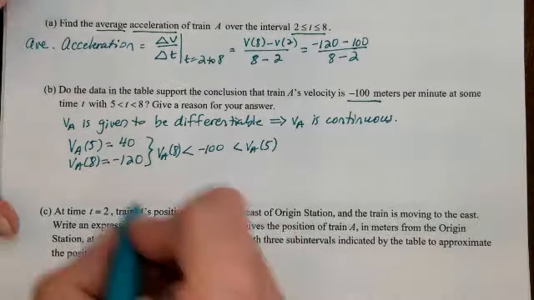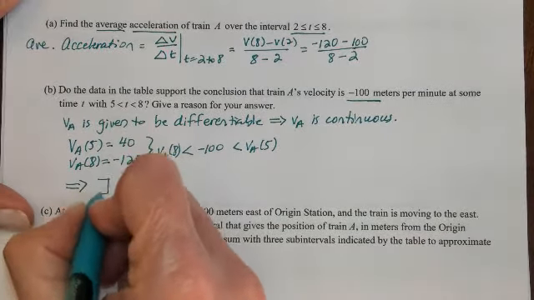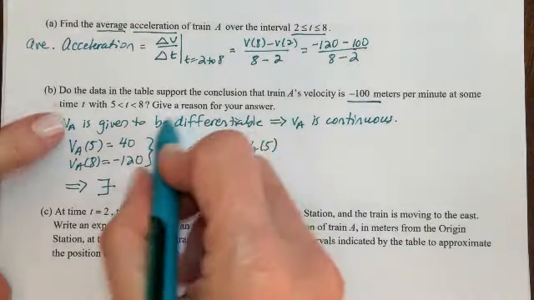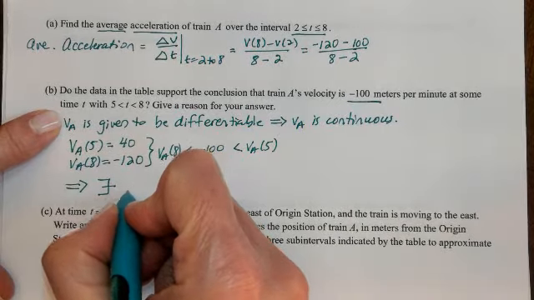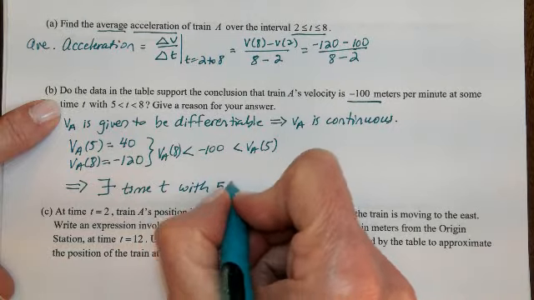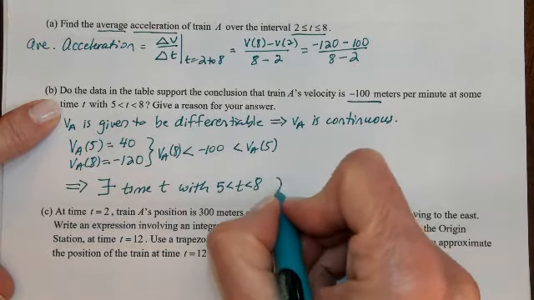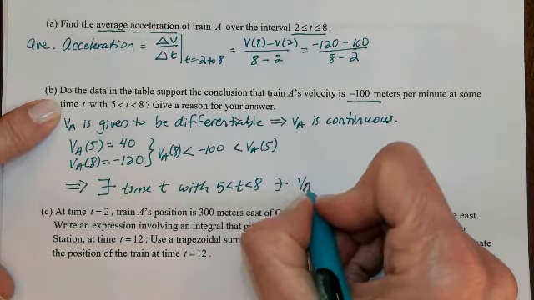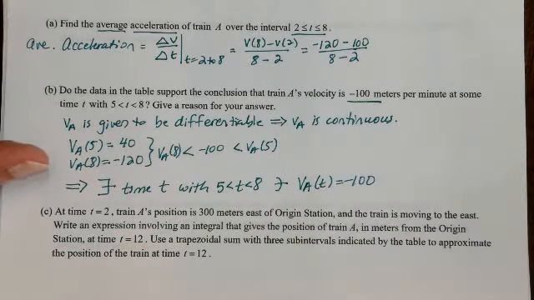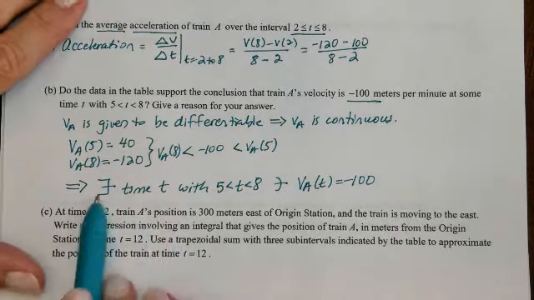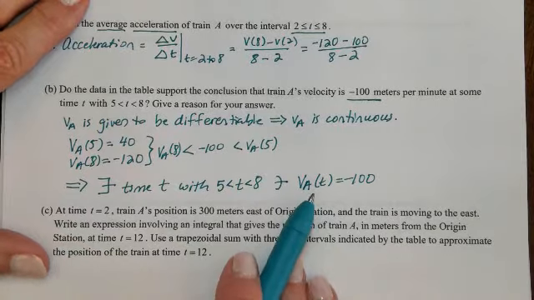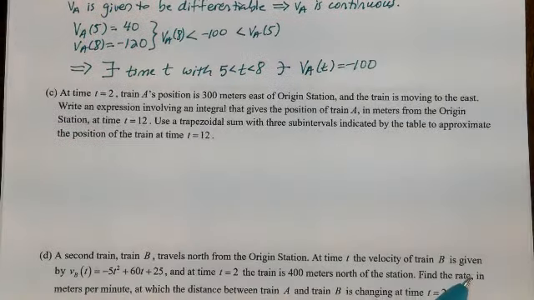Okay? So, there exists some time t with t between 5 and 8 such that v sub a of t is equal to negative 100. And again, you can totally write these out with words. You do not need to use these little symbols. I just do it to save time, but you can totally write it out in words.